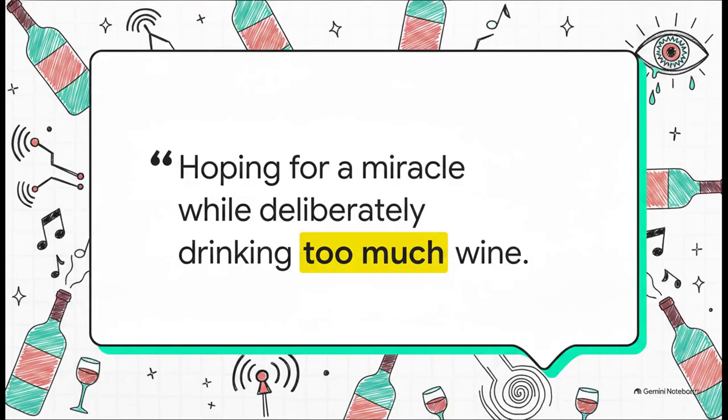And to soothe that intense biological loneliness glitch, the system scrambles for a way to damp down the raw metabolic panic being calculated by the hypothalamus. The emotional reality hits so hard here. The system is left, quote, hoping for a miracle while deliberately drinking too much wine. It is literally using the red wine of UB40 fame as a chemical anesthetic just to survive the freeze.